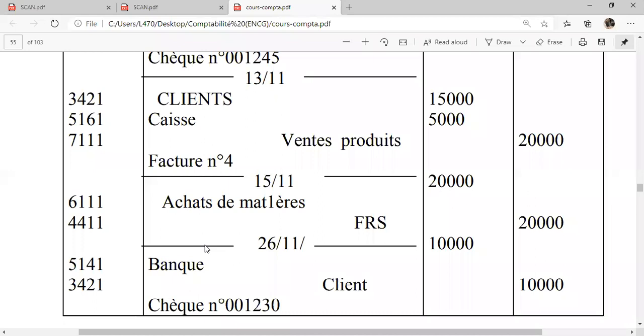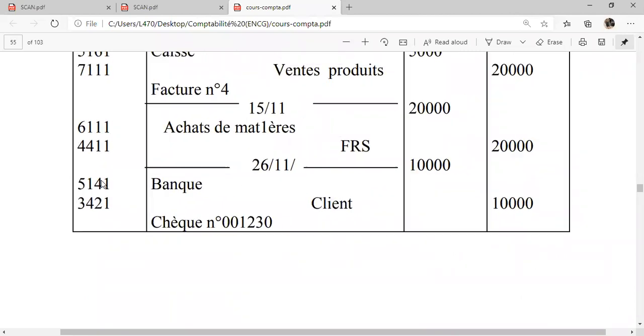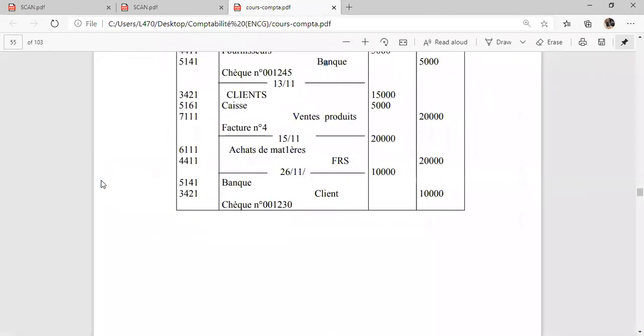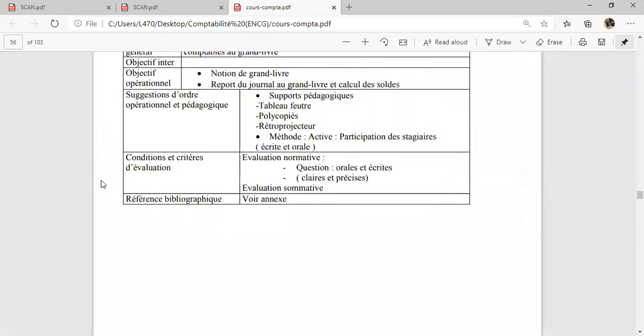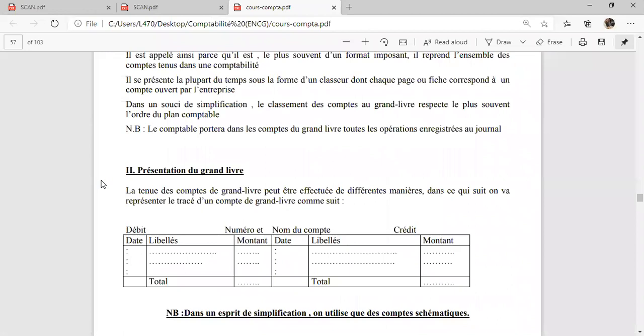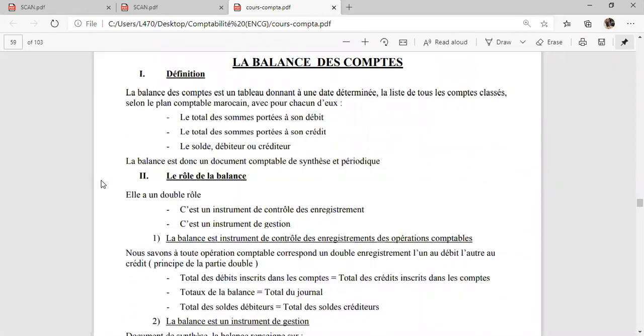Okay, so we move on to what we call the balance. It is found on page 59 of this same book. So if you could kindly scroll down to there. Voila.